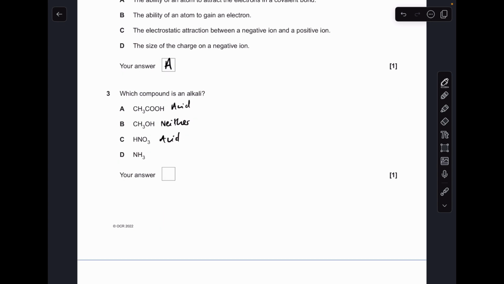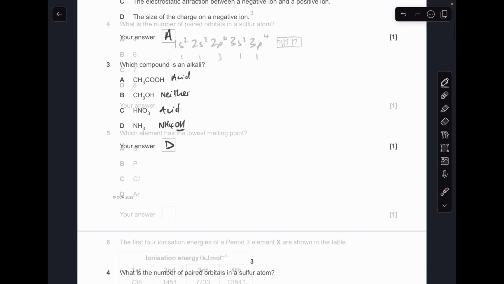Number 3, so A, ethanoic acid is an acid, obviously. B, methanol is neither an acid or an alkali. C, nitric acid, another acid. So NH3, if you put that in water, you've got NH4OH. And obviously you can see the OH minus ions now, and so that's the alkali. So D was the answer.